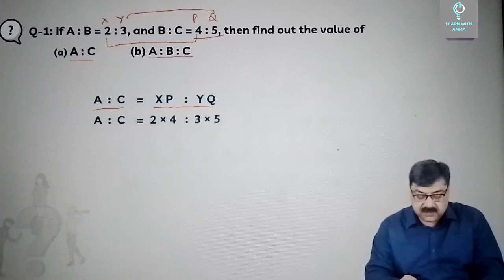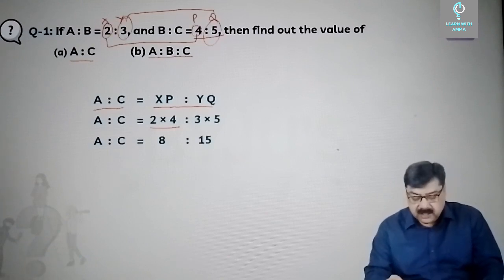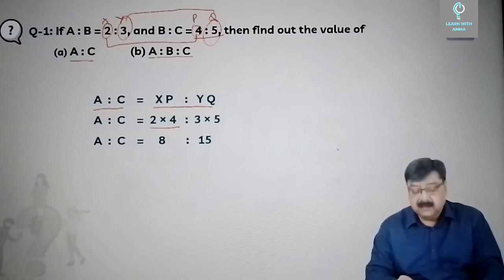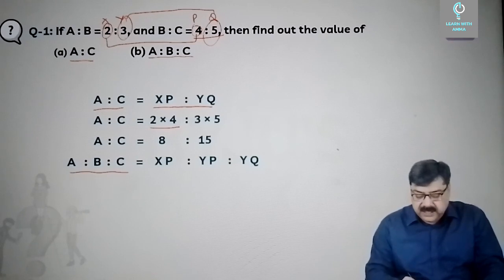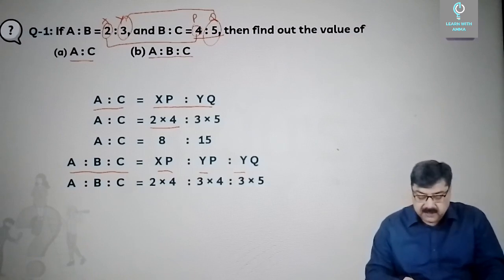So that gives us 2 into 4, xp, and 3 into 5, that is yq. So ultimately we get 2 into 4 is 8 and 3 into 5 is 15. So A is to B is to C, you are already aware, it is xp is to yp is to yq. So xp, that is 2 into 4, yp, that is 3 into 4, and yq, that is 3 into 5.